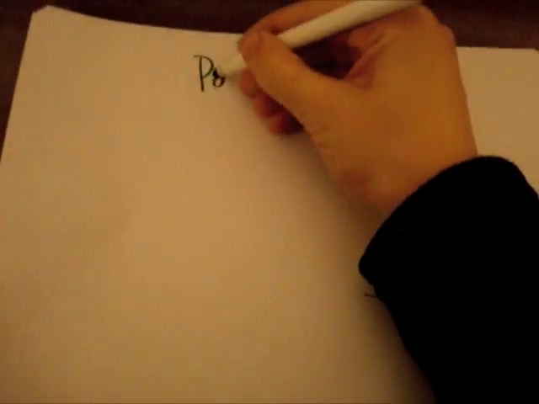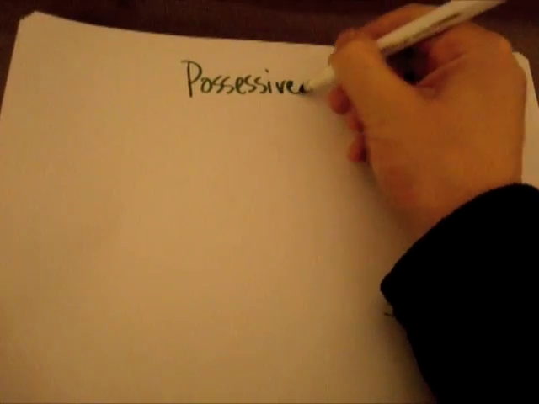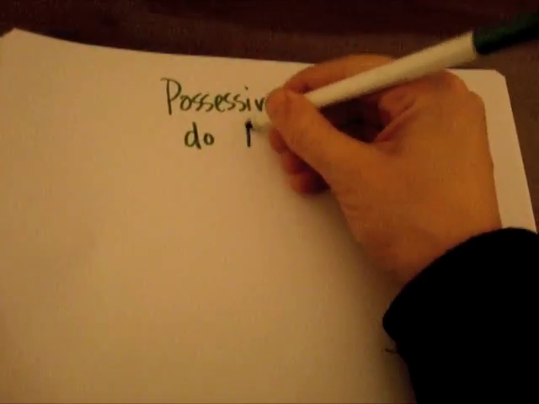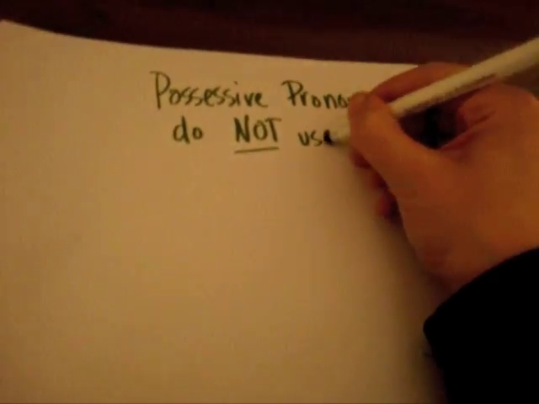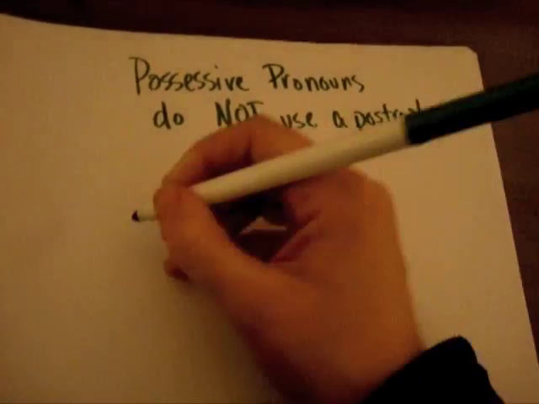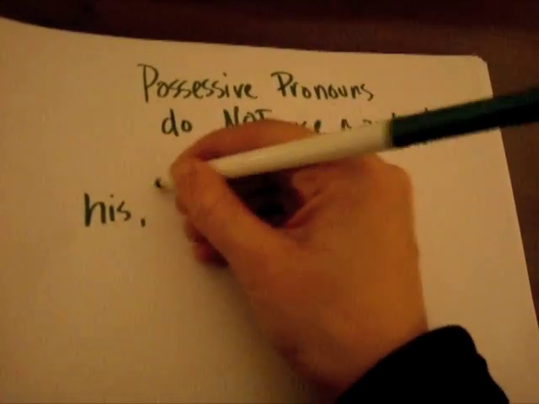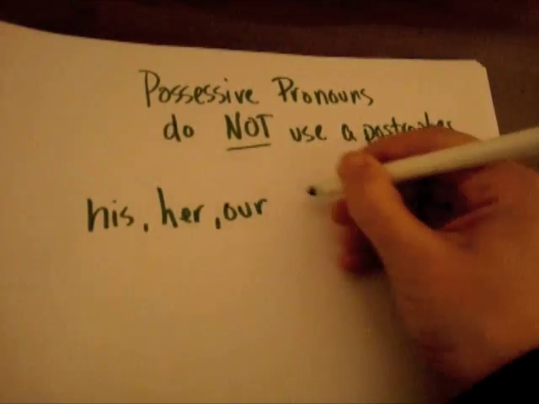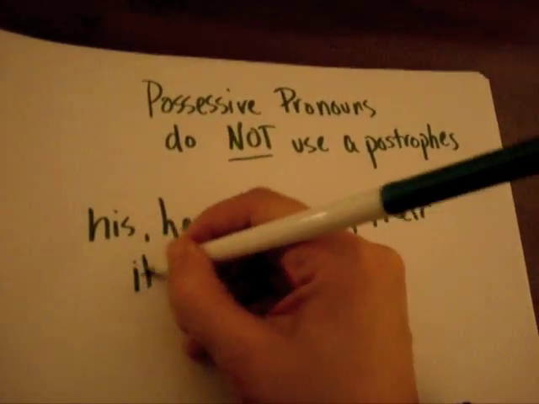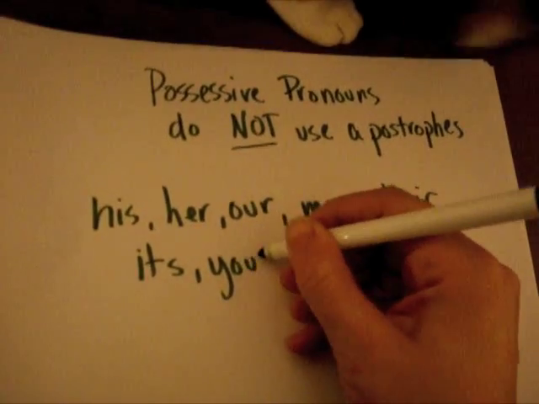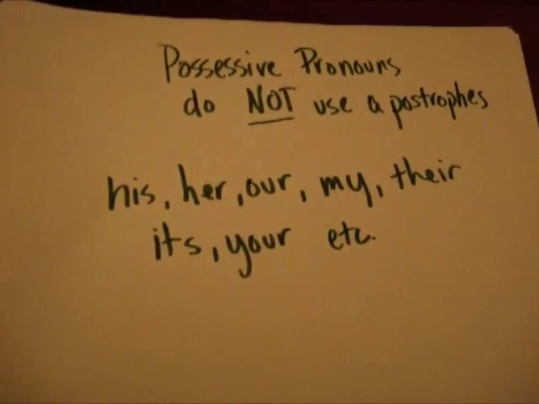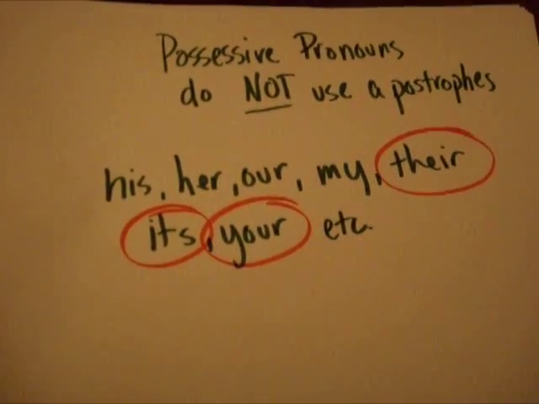When we're dealing with a possessive pronoun, so a word that is used to replace the noun but indicate possession, you do not use an apostrophe. These words could be ones like his, her, our, my, their, its, your. And possibly others. Their, its, and your you might recognize from the quiz that you were taking.